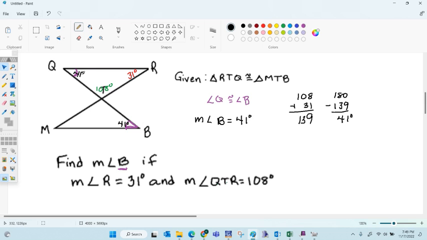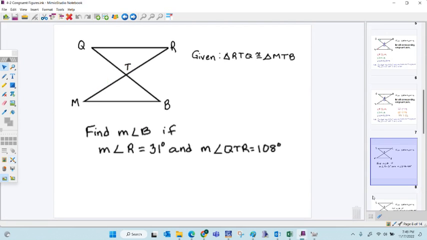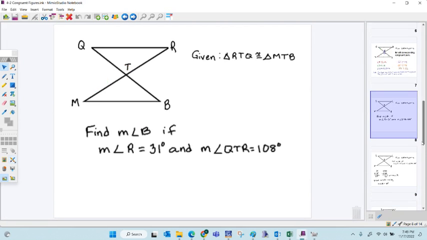Marking in your picture helps, because once you identify them, you can say, oh, I could find that because I have enough information in my picture. So super important to mark your picture.